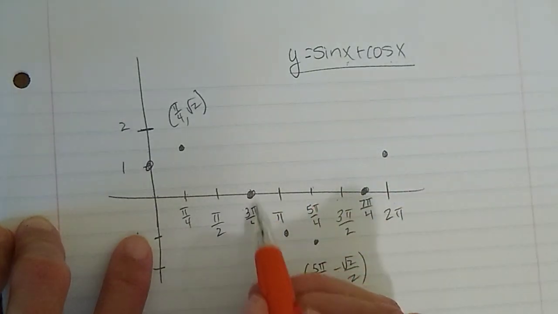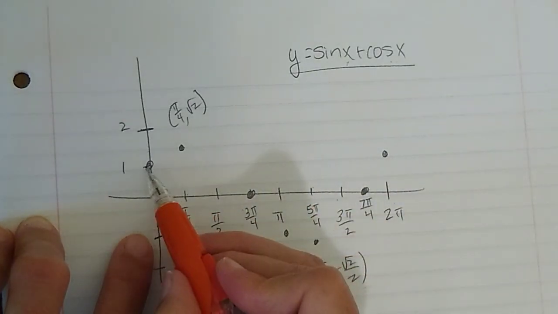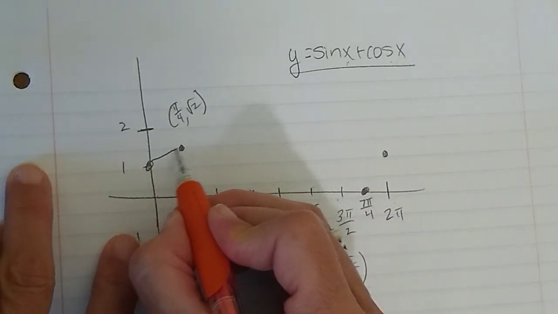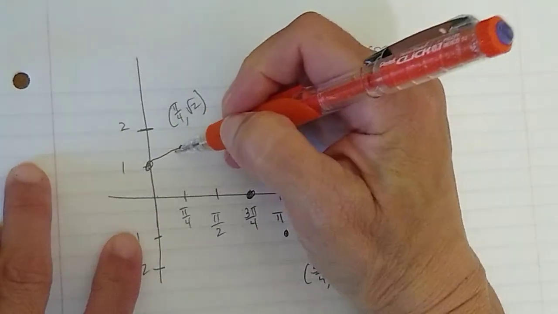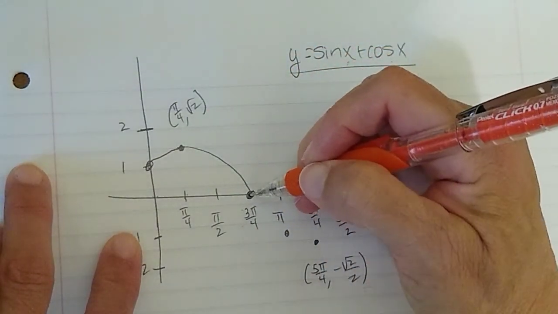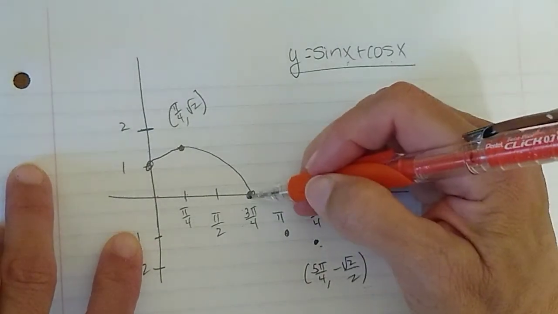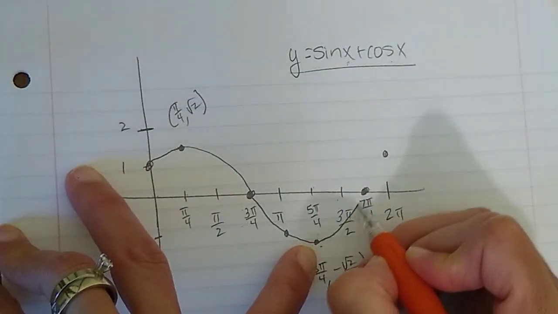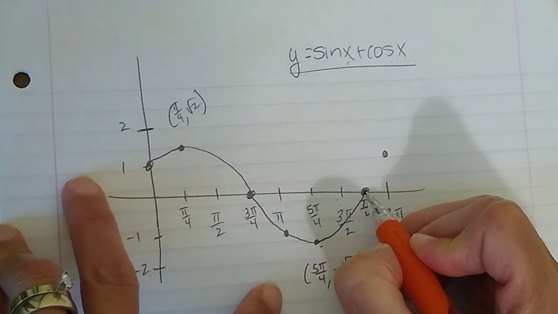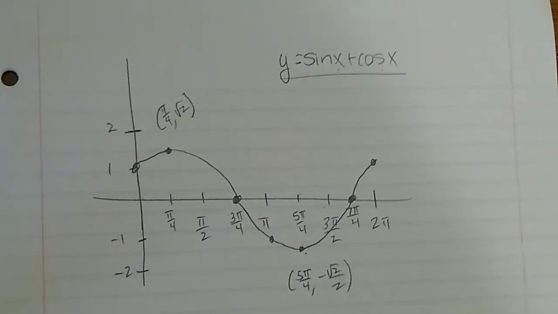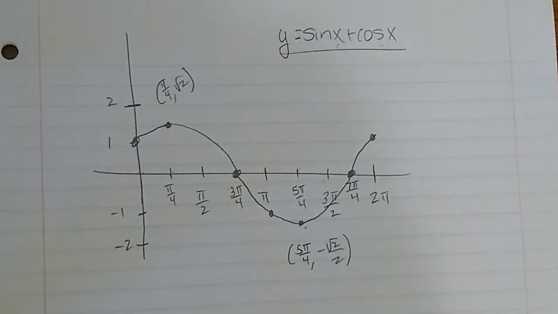And I know I'm going to change concavity. I'm concave down on the interval from 0 to 3 pi over 4. I know this point right here is a maximum. Change concavity to concave up. I know that at 5 pi over 4, negative root 2 is a minimum. Still concave up until x equals 7 pi over 4, and then I change concavity to concave down. That's the graph of my function on the interval from 0 to 2 pi.